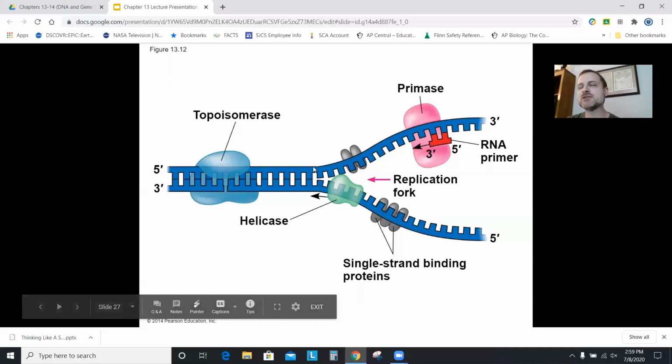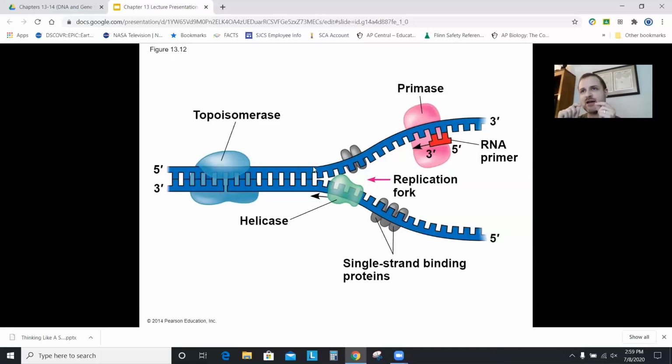Topoisomerase, so if I took a piece of thread and started to unwind it, it gets tangled downstream. Topoisomerase is an enzyme that helps stabilize the structure so it doesn't supercoil. I just use the term downstream. So helicase is going that way, right? Downstream would be going that way, the direction of the current. Upstream is up here. So in this picture, topoisomerase is downstream of helicase, and primase is upstream.